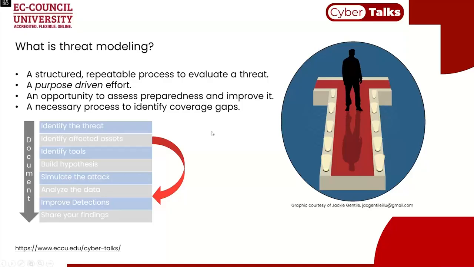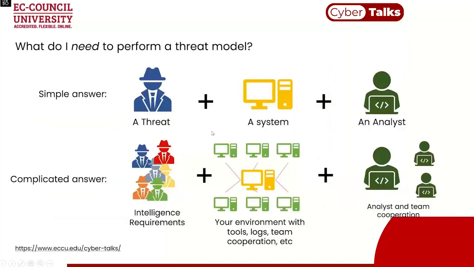So let's figure out the basic components you really need to execute a threat model. Now, the simple answer to what you need for a threat model is literally a threat, a system, and an analyst. If you have those three things, you can threat model. What you need and what you have available are going to vary greatly. But it doesn't mean you can't execute. It just means you have to adapt a little bit.